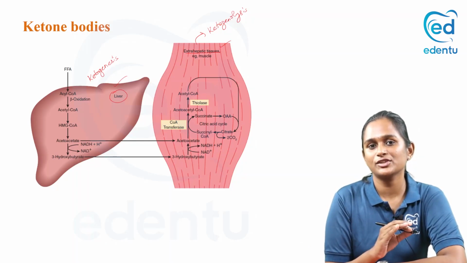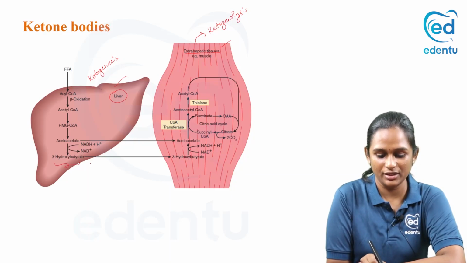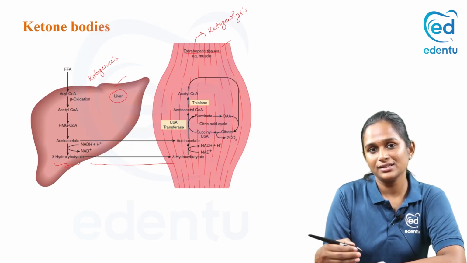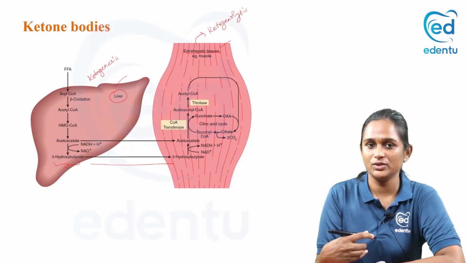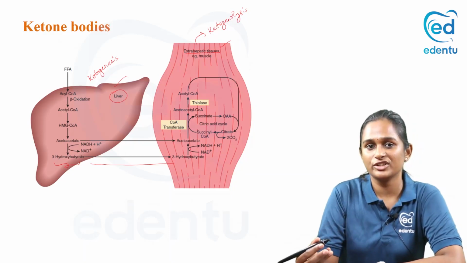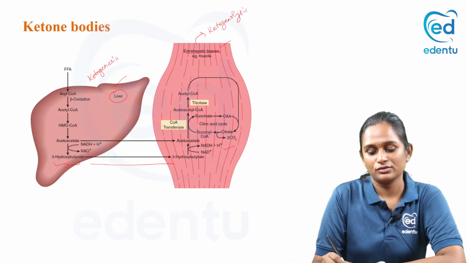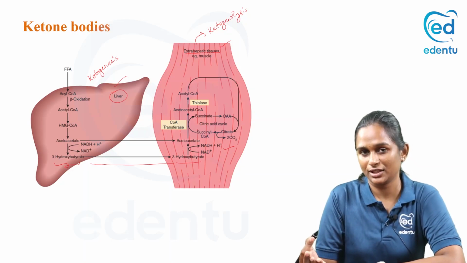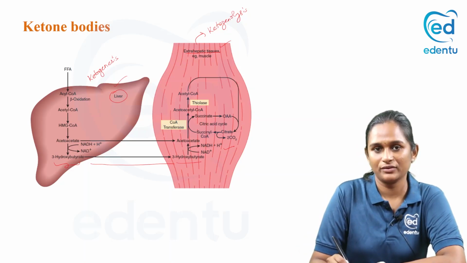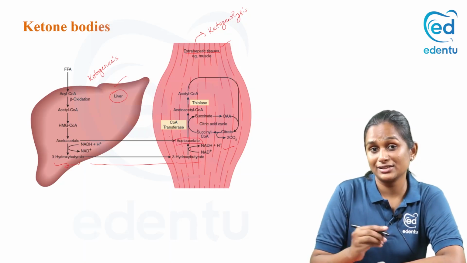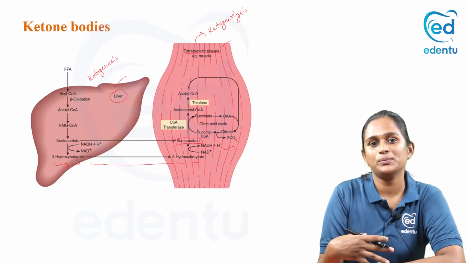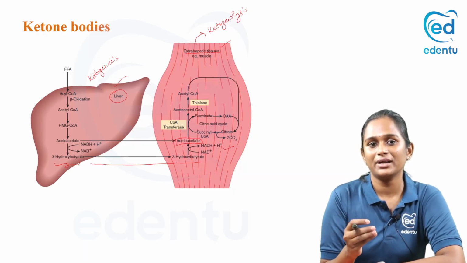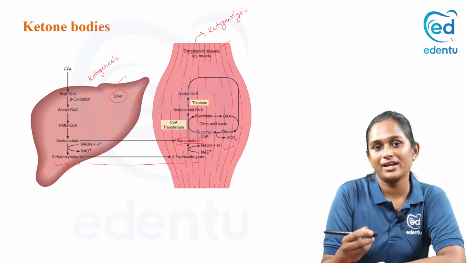Suppose it is getting transported as beta hydroxybutyrate, it has to be converted to acetoacetate again. In that scenario, the one NADH which was utilized in the liver will be regenerated here. So beta hydroxybutyrate will be converted to acetoacetate with the help of the enzyme beta hydroxybutyrate dehydrogenase. This acetoacetate is just acetoacetic acid, so it has to be activated, or a coenzyme A should be attached to it. That will be done by an enzyme called CoA transferase.